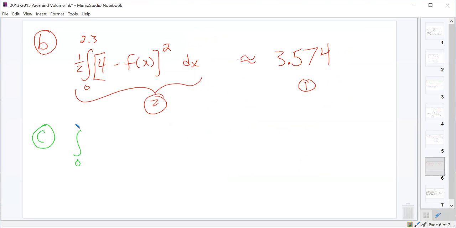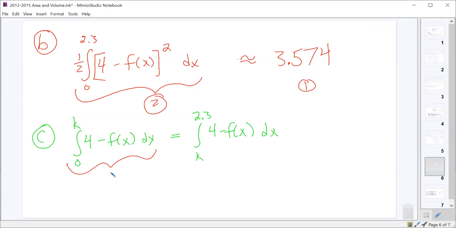And that integral would look like 0 to k of the upper function minus the lower function. And we just want to set that equal to an integral from k to 2.3 of the same thing. If we set those two equal to each other and integrated and solved for k, we should get the value of k that makes that true. And they gave you 1 point if you had one of the integrals, and then a second point if you wrote it as an equation and set the two correct integrals equal to each other.